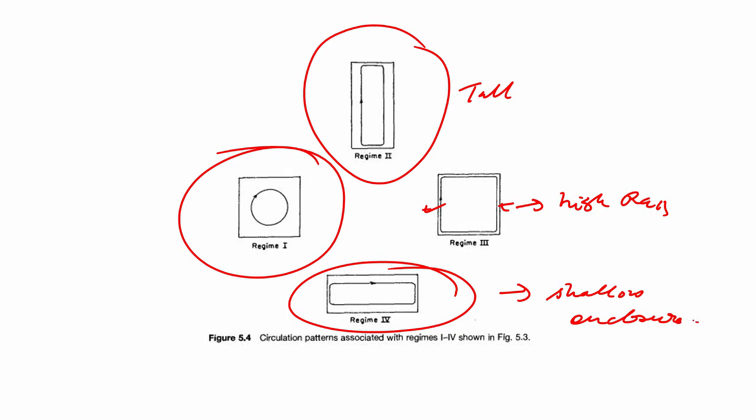We will spend a little more time discussing some of these patterns, but this is just to give you an idea of how the Rayleigh number plays a role here, and how the shape and size of the cavity play a major role in ascertaining which regime you are going to fall in. Thank you.